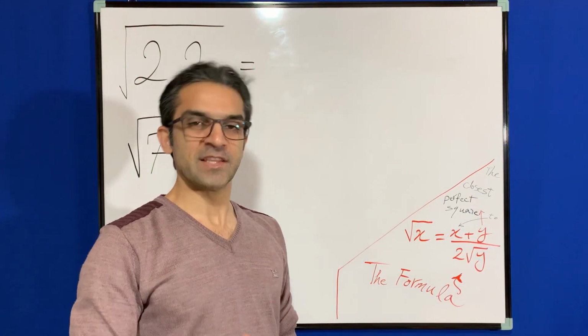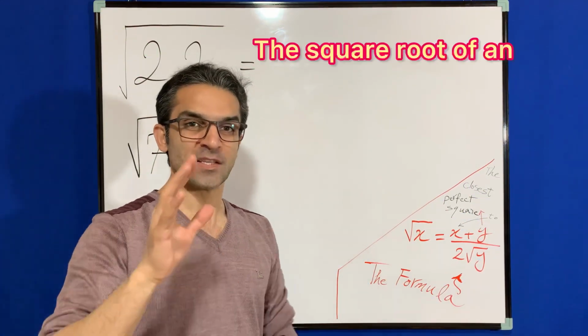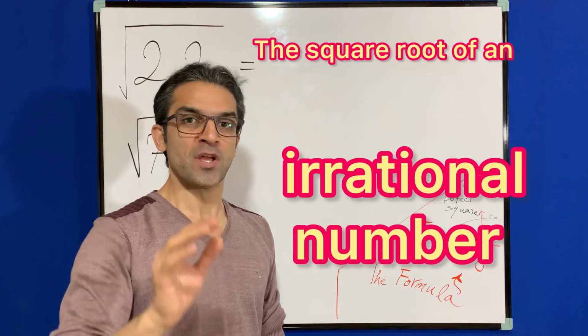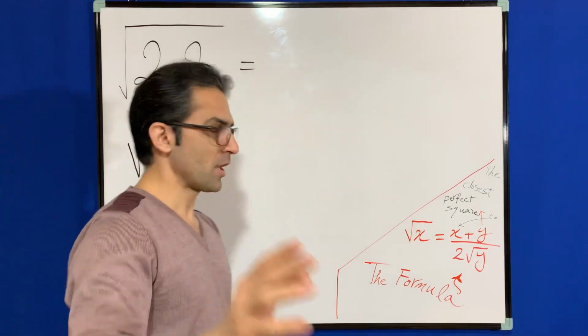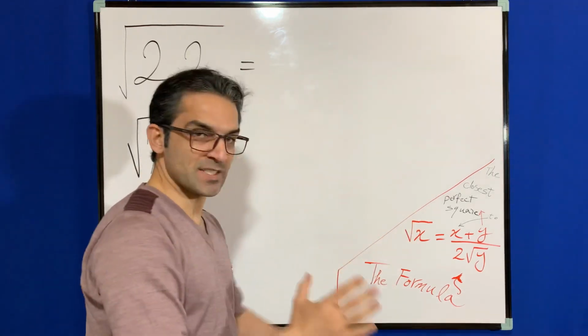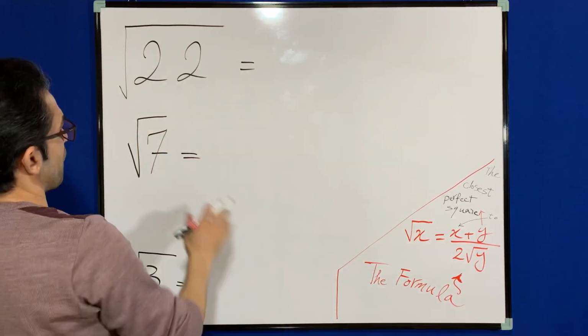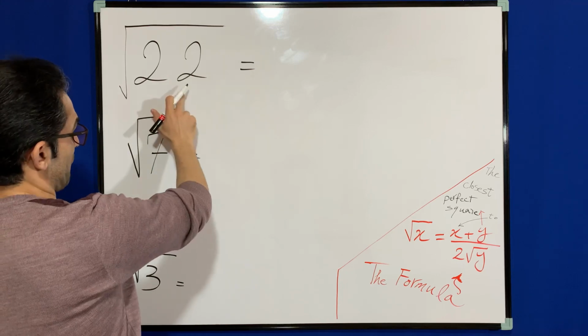Hello everybody, in this video I want to tell you how to find the square root of an irrational number with no calculator, only for 3 seconds. Okay, this is the formula. I want to explain the formula by some examples. We're going to find the square root of 22.